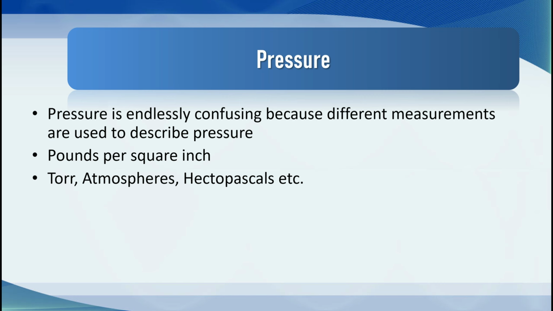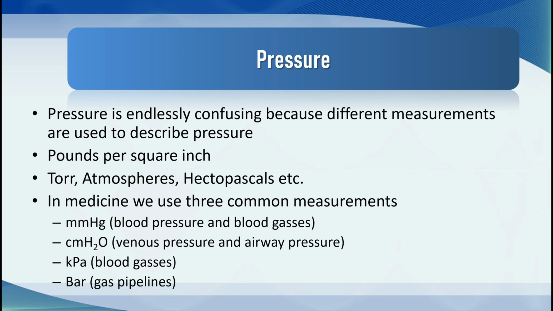And in medicine, we have a bunch of different measurements. Particularly, we use millimeters of mercury for blood pressure and blood gases, centimeters of water for venous and airway pressure, and kilopascal for blood gases. The gas pipelines in the hospital also use bar, which are multiples of atmospheres.